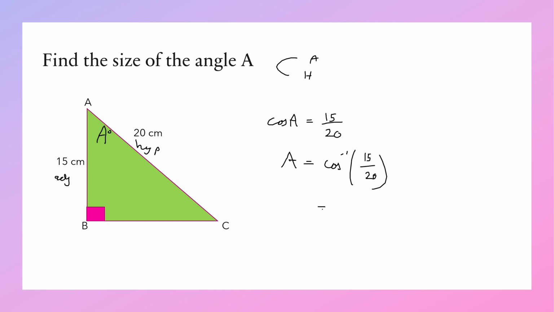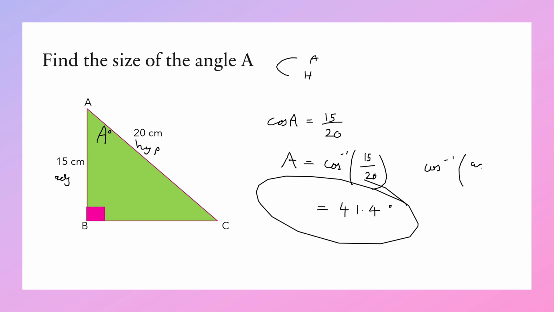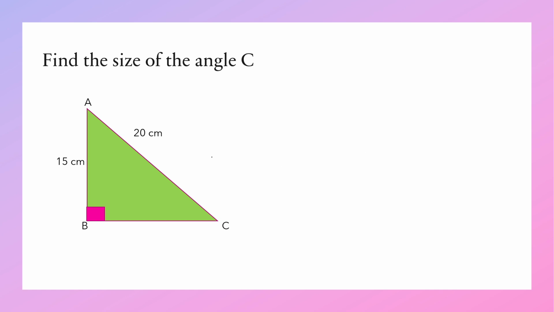And what does that give us? Well, if I type that into my calculator, let me see what I get. 15 over 20, and I get 41.4 degrees. And that's my answer. So it's cos inverse adjacent over hypotenuse. Very simple. Let's try angle C. So, okay, no, we did that one, didn't we?